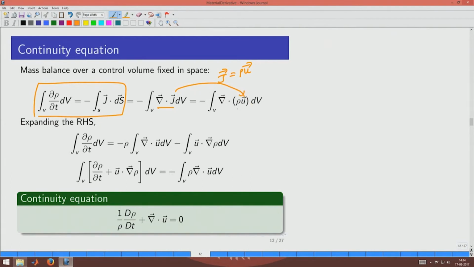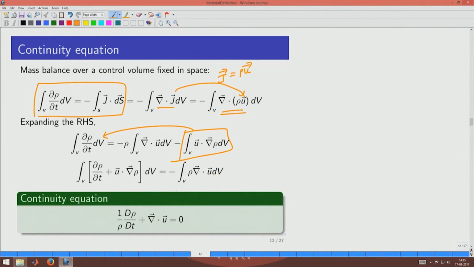Then we expand this. There are two quantities being operated on by the Nabla operator, so we operate on one at a time. We have two terms here: take rho out, which operates on u, and take u out, which operates on rho. We take this term to the left hand side, and because both are integrals over the same control volume, we can put it inside. On the left hand side we have dou rho by dou t plus u dot nabla rho, dV, equal to minus rho nabla dot u, dV.